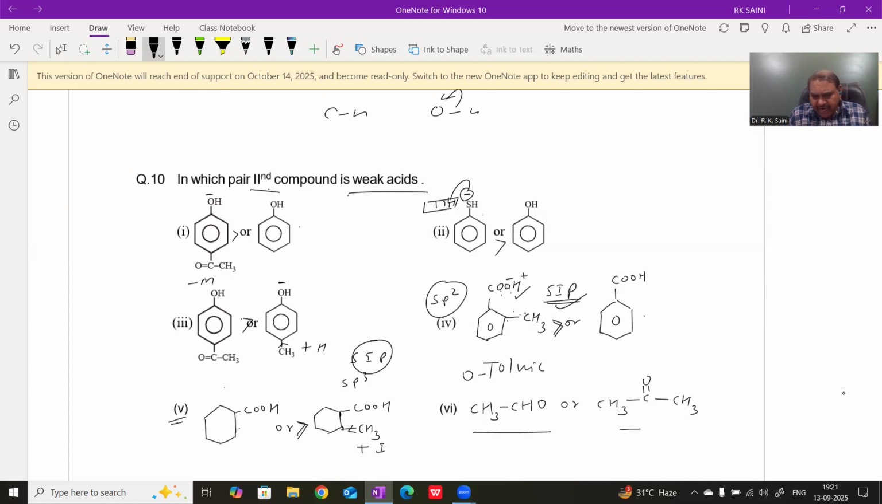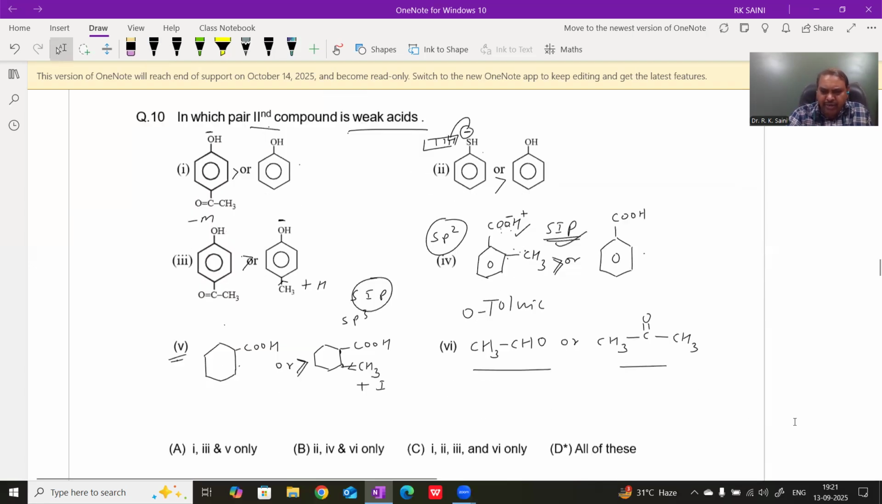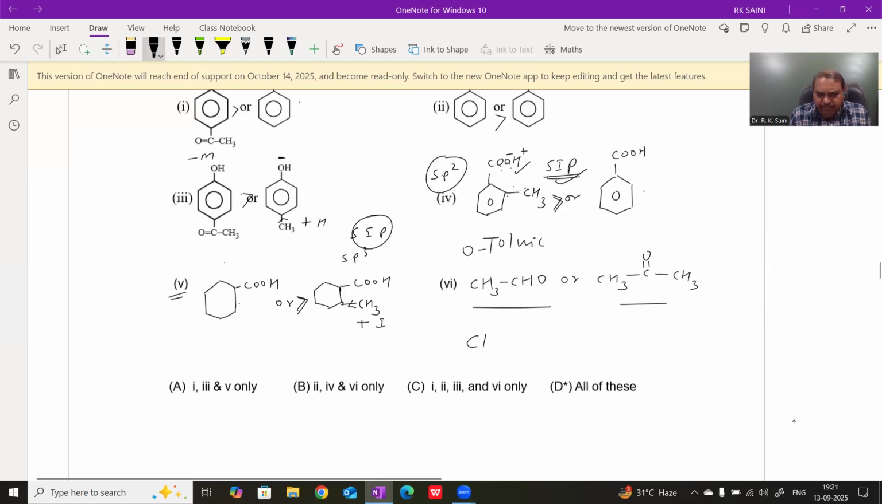In the case of acetaldehyde and acetone, acetaldehyde is more acidic because its conjugate base becomes more stable due to resonance, in which there is no plus I effect. The conjugate base of acetone is slightly less stable due to the plus I effect of the alkyl groups, and hence acetaldehyde is more acidic than acetone.